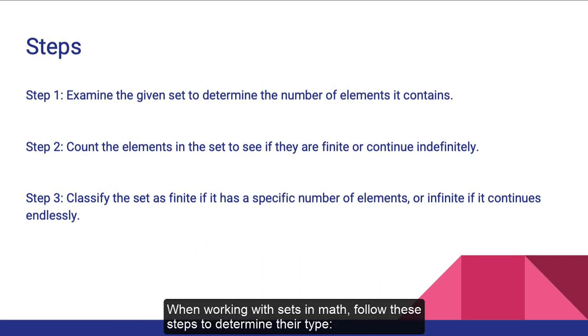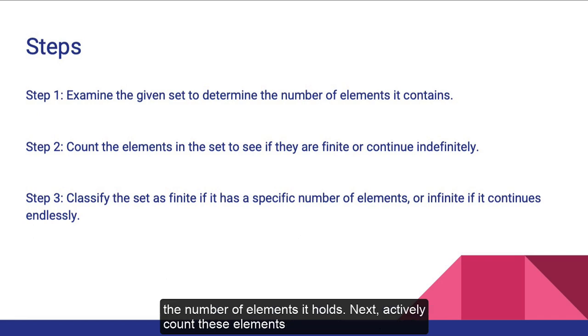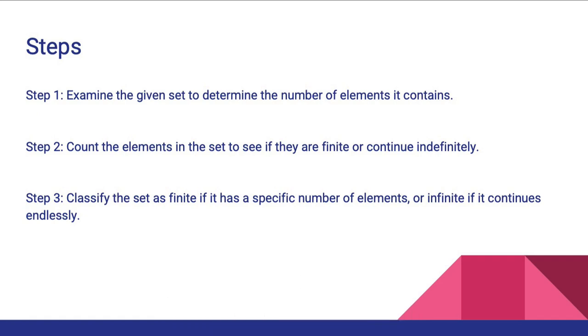When working with sets in math, follow these steps to determine their type. First, take a close look at the set and identify the number of elements it holds. Next, actively count these elements to see if there's an end to them, or if they go on indefinitely. Finally, based on your observation, label the set as finite if it has a fixed number of elements, or infinite if the elements seem endless.